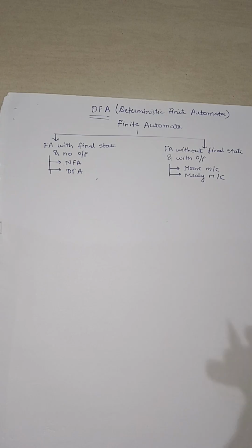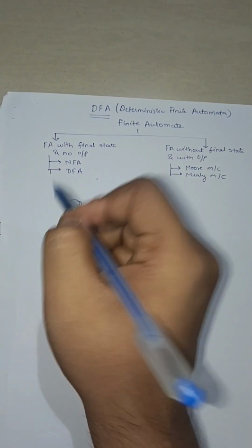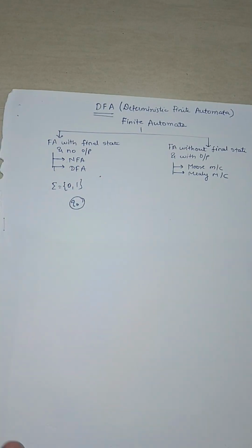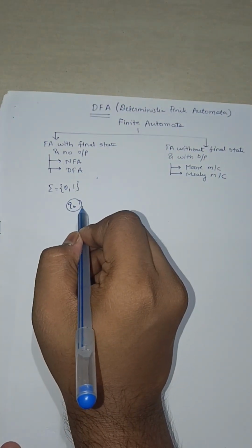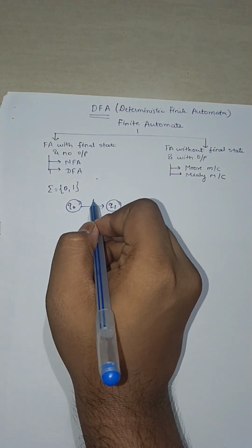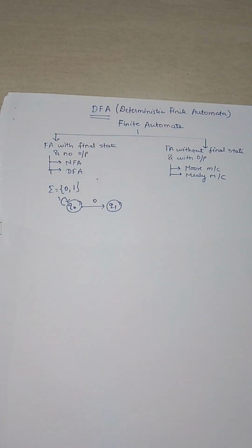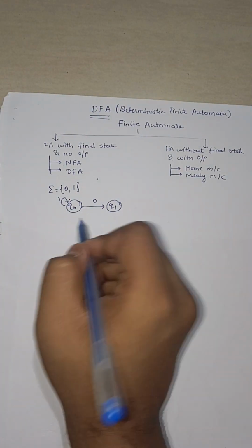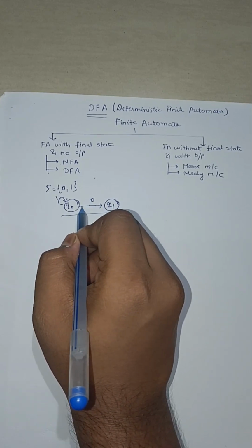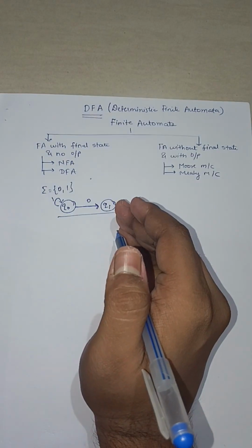Let's see what it tells. Suppose there is a Q0 state, and it is receiving input symbols 0, 1. If it receives 0, I am sending it to Q1. If it receives 1, I am keeping it on the same state. This is a DFA. On receiving 0, it is making only one transition, going from Q0 to Q1.